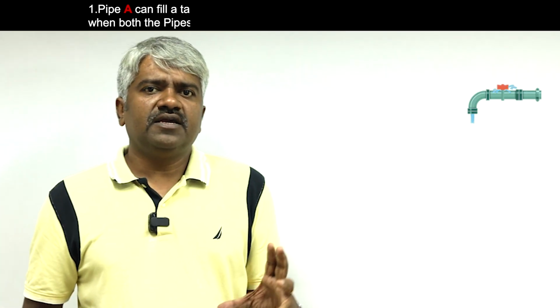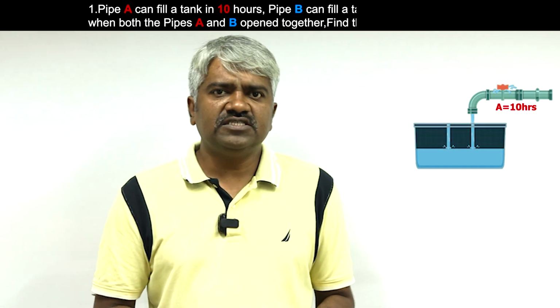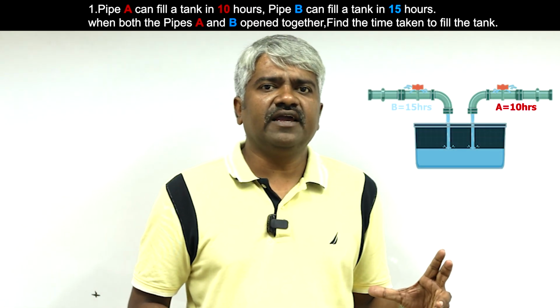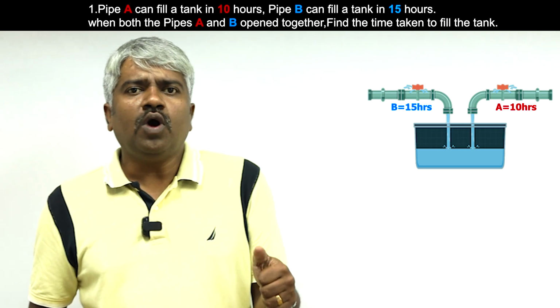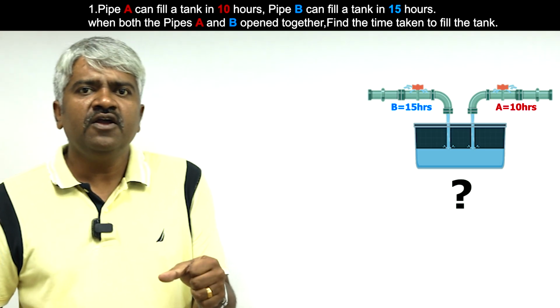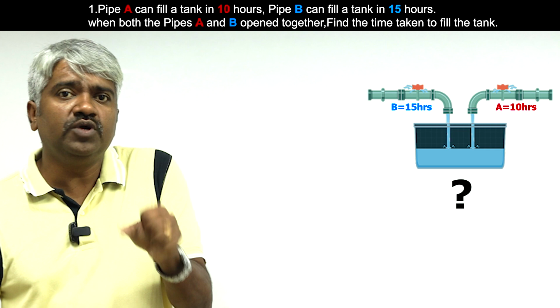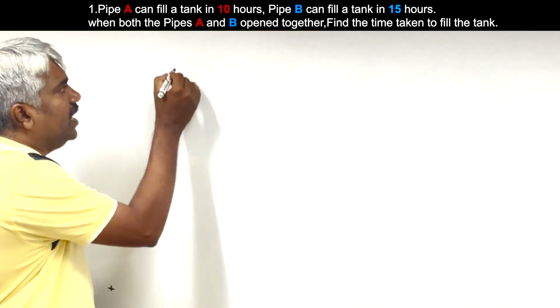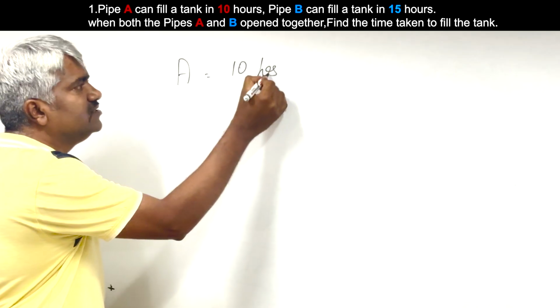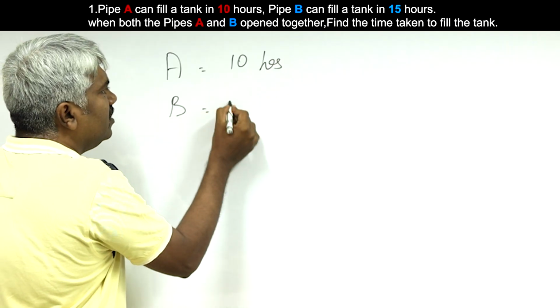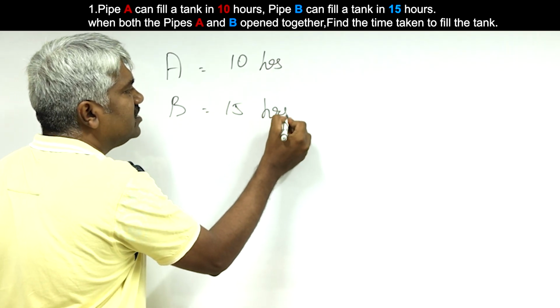The first question is: a pipe A can fill a tank in 10 hours, pipe B can fill the tank in 15 hours. When both the pipes are open together, what is the time required to fill the tank? Now, pipe A can fill the tank in 10 hours. Pipe B can fill the tank in 15 hours.